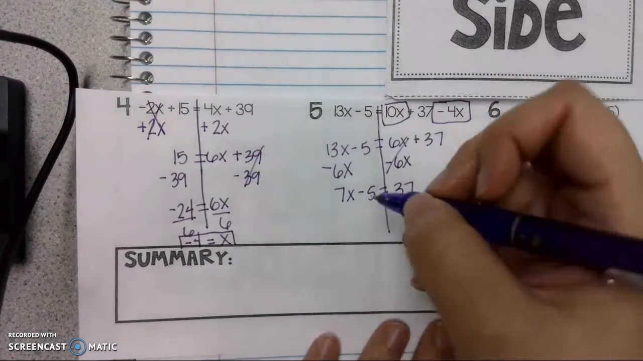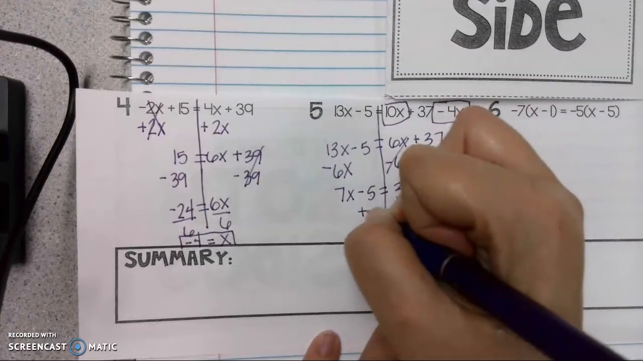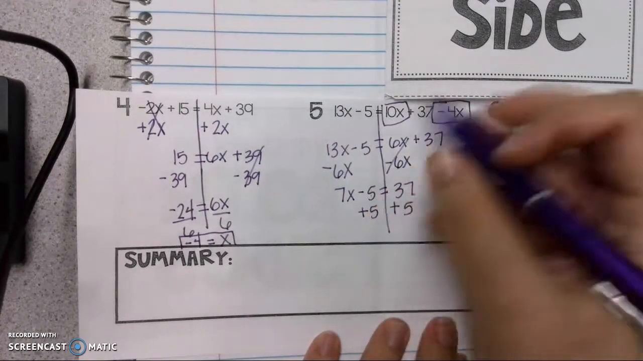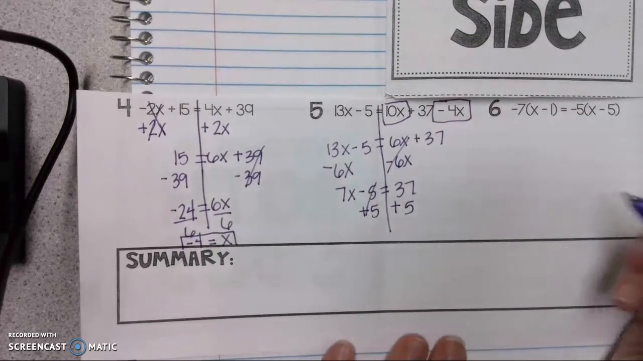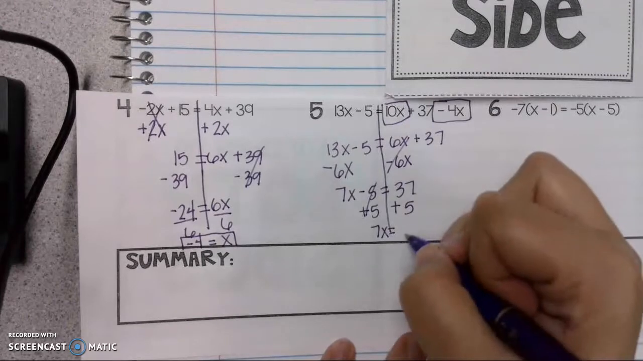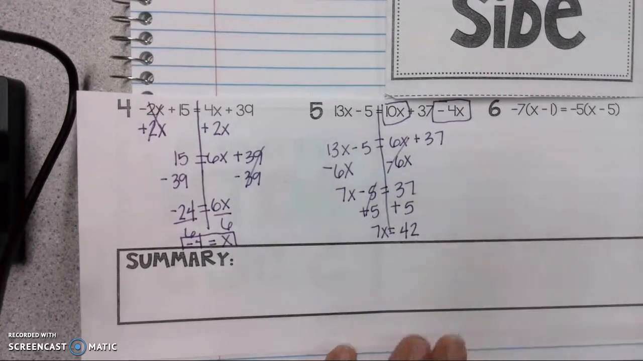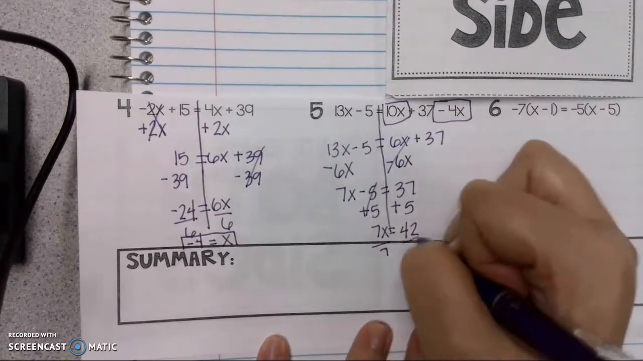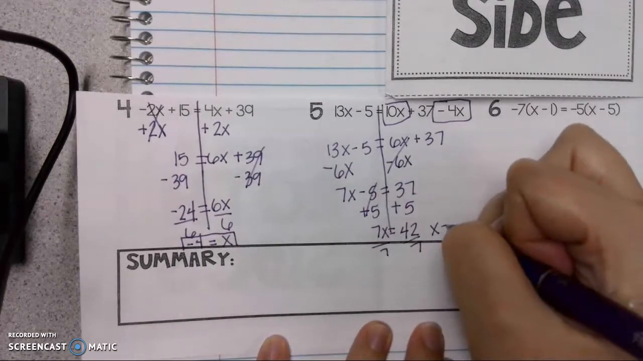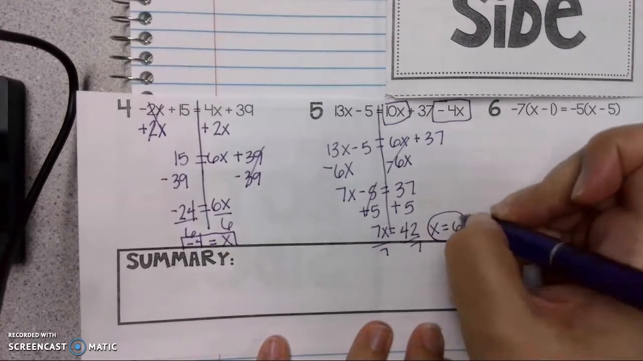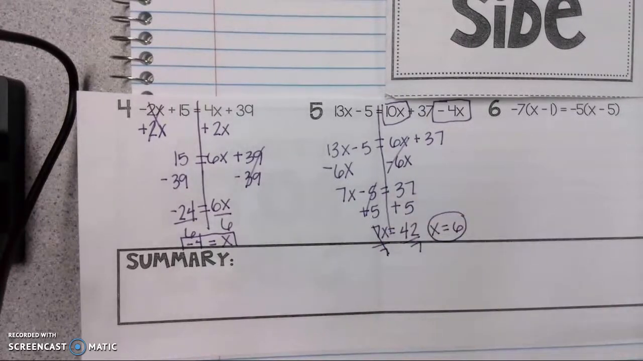Now I need to get my x all alone. So I want to move my 5 away from that. The opposite of subtracting 5 is adding 5. That cancels out. I'm left with 7x is equal to 37 plus 5 is 42. Now my last step is to divide both sides by 7. 42 divided by 7 is 6. 7 divided by 7 cancels out. X is all alone. I have my answer.